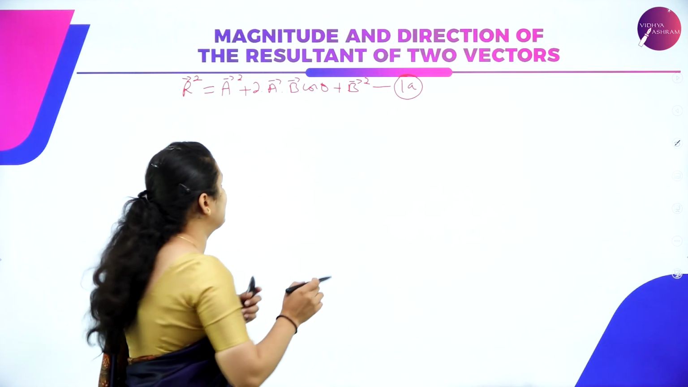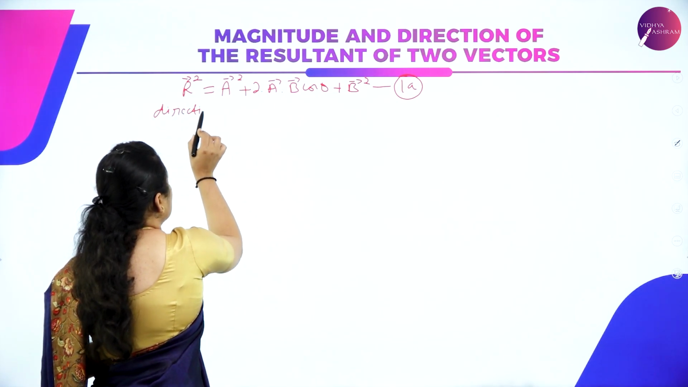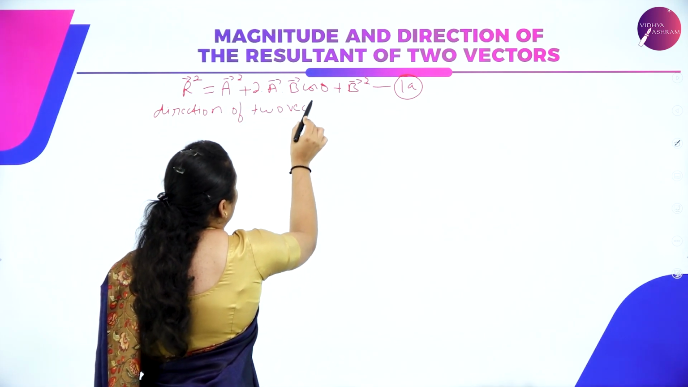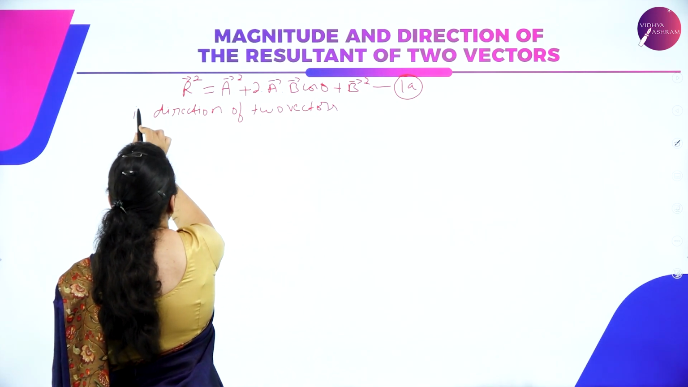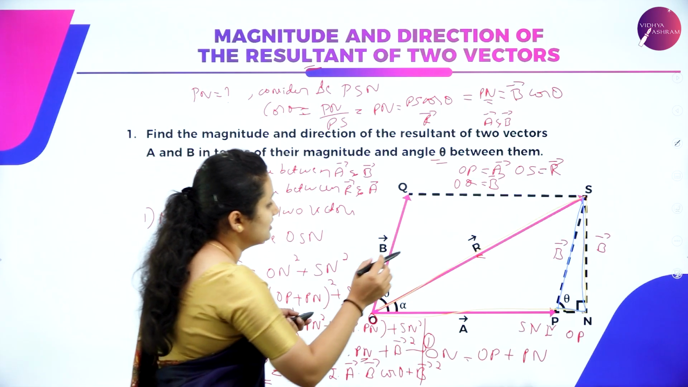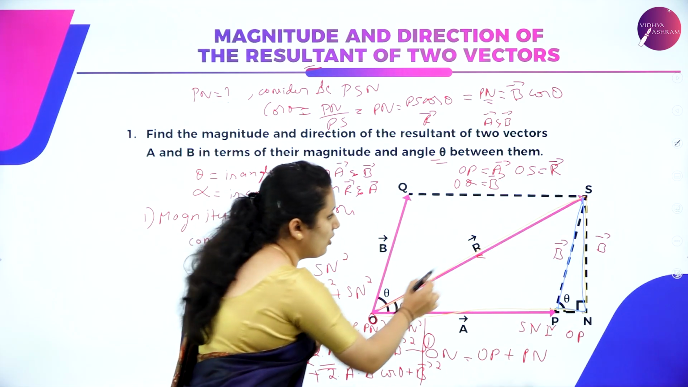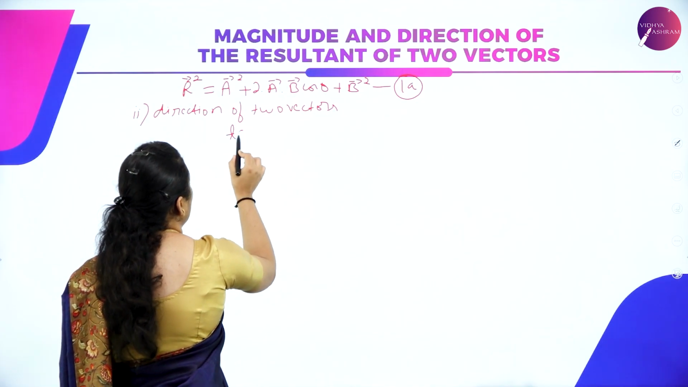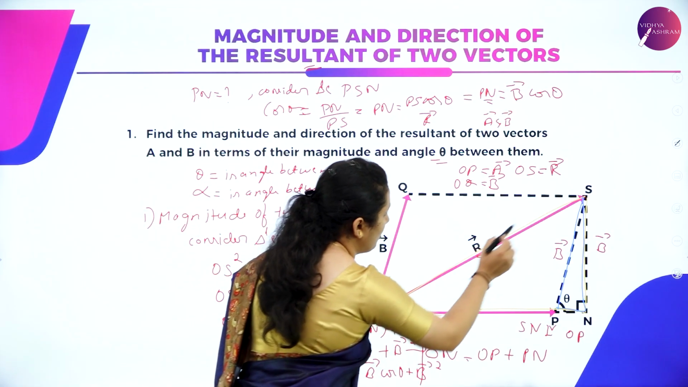Now, how will you find direction? Direction of two vectors is nothing but the angle between them. To find direction, I will consider the same triangle OSN, the yellow triangle. So, to consider the direction, I will take tan alpha. What is tan alpha in this triangle OSN?